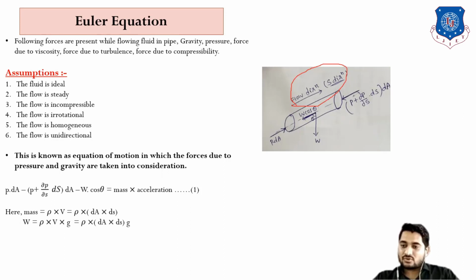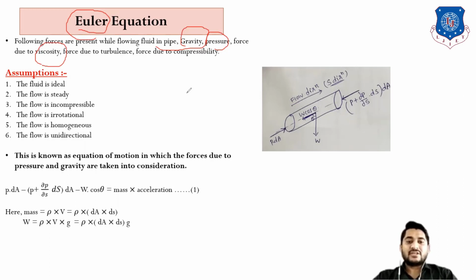Suppose this is a hollow circular pipe. So flow enters from this side and goes out from this side, right? So the following forces are present while flow occurs in the pipe. First of all, gravity forces, pressure forces, forces due to viscosity, forces due to turbulence, and forces of compressibility are also there.